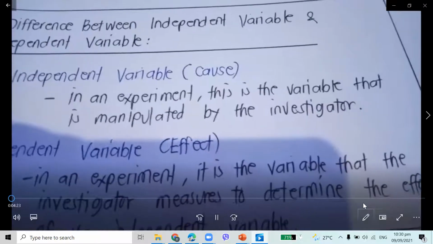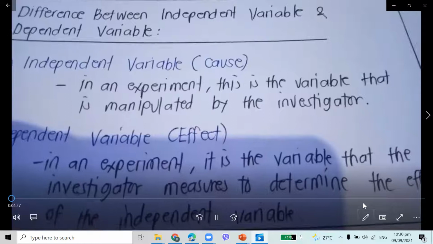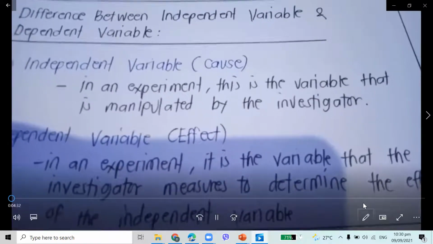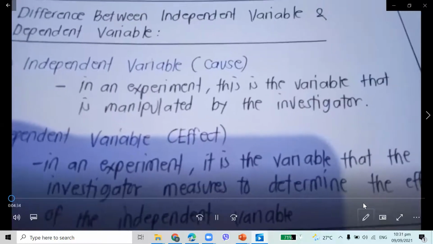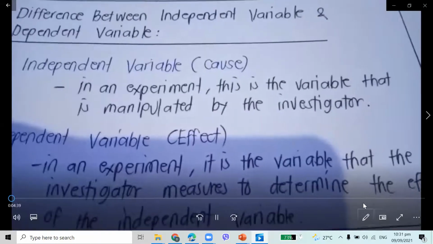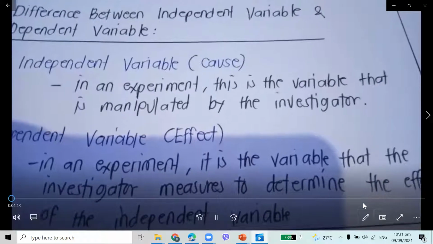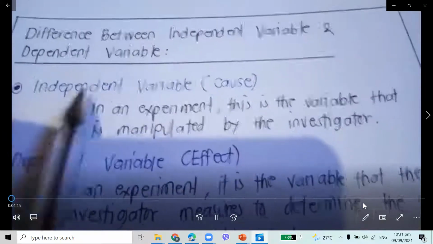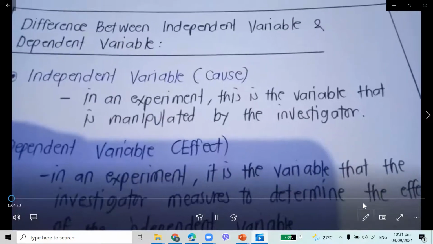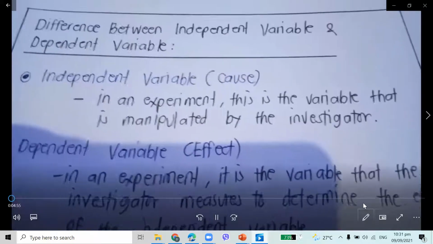In other words, the investigator manipulates the levels of a variable and measures the effect on the other variable. So the variable which is controlled and manipulated is called the independent variable because its levels are controlled by the experimenter, independent of any change in other variables.